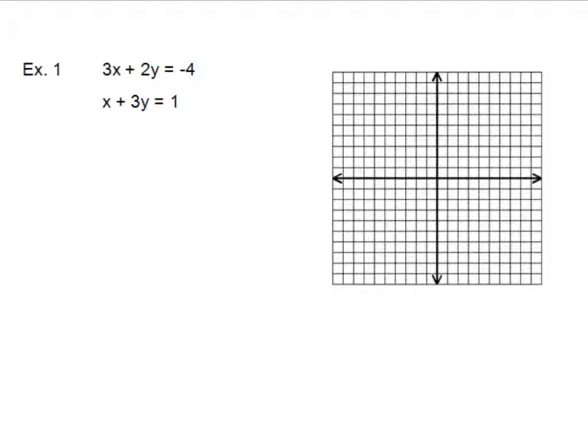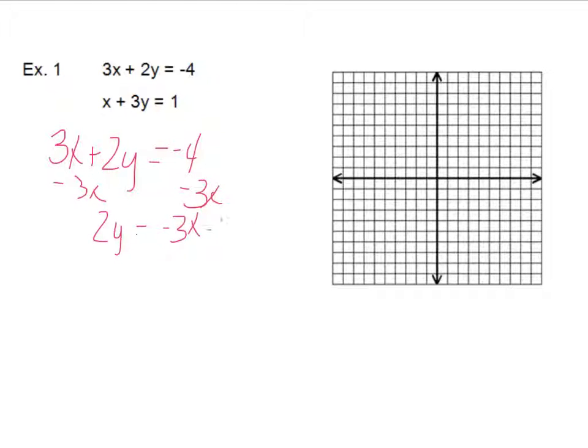All right, so example 1, we want to graph the two equations 3x plus 2y equals negative 4 and x plus 3y equals 1. To graph those, they're in standard form, so I could use the x and y intercepts, but I'm thinking those aren't going to be very pretty. So instead, I'm going to take each equation and solve it for y so that I can use the slope and y-intercept to find my line.